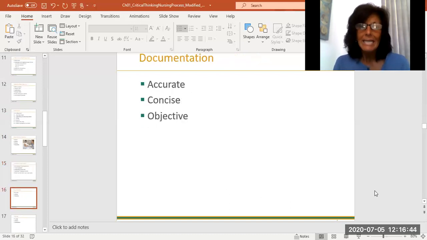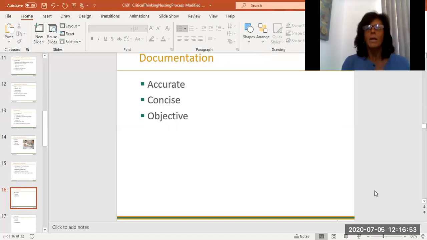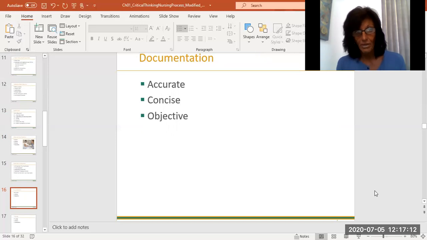Okay. When we document, documentation has to be accurate, concise, and objective. So, if you've ever read notes that read, received patient, awake, alert, and oriented times 3, supine in bed, call bell within reach, vital signs stable, no acute distress, will continue to monitor. What did that note tell you about the patient? Nothing, right? So when you're writing a note, it's got to paint a picture. Tell me a story.